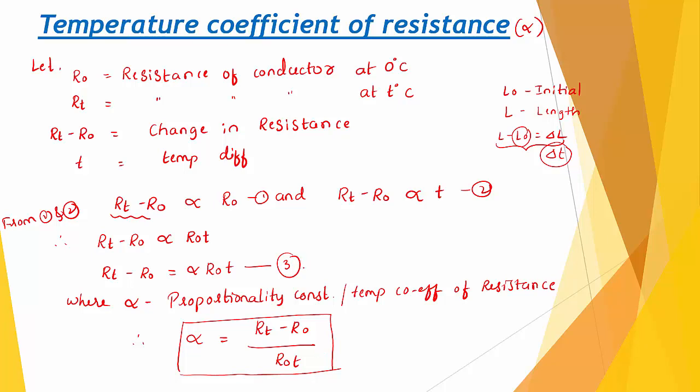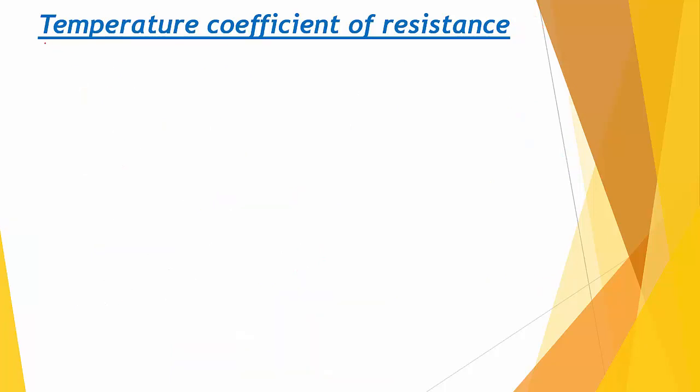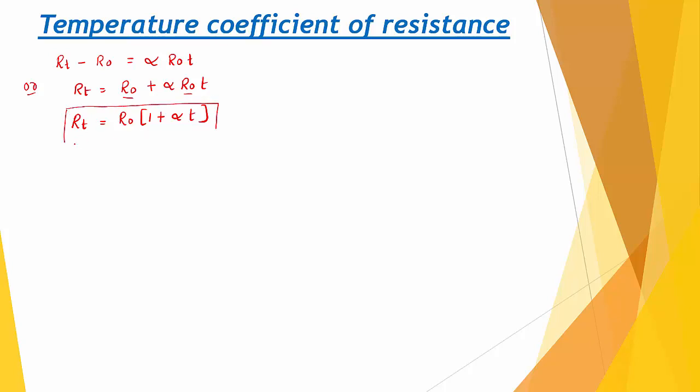Now, I am going to use this third equation. RT minus R0 equal to alpha R0 T. This equation can be written as RT equal to R0 plus alpha R0 T, since minus R0 becomes plus R0 when it goes to the RHS. Here R0 is common, so take it outside: RT equal to R0 times 1 plus alpha T. This equation we can also use in numerical problems based on the given values.